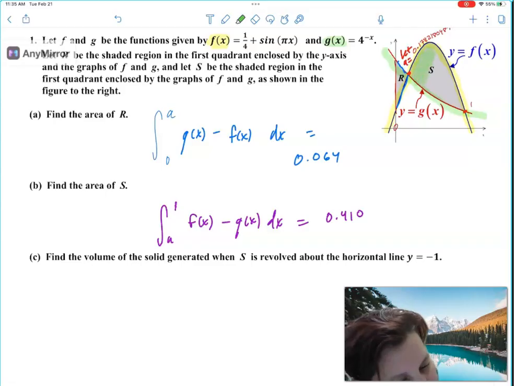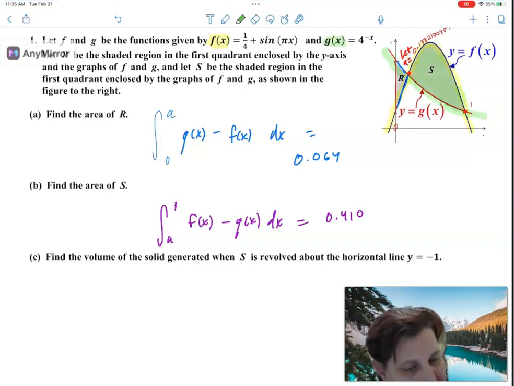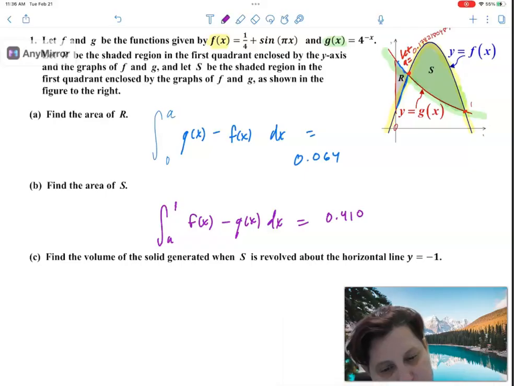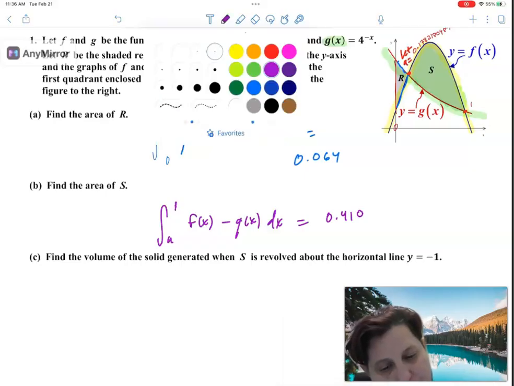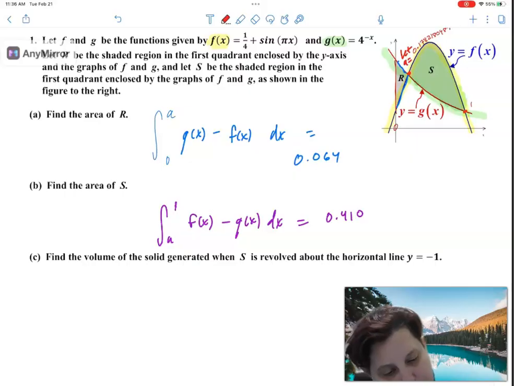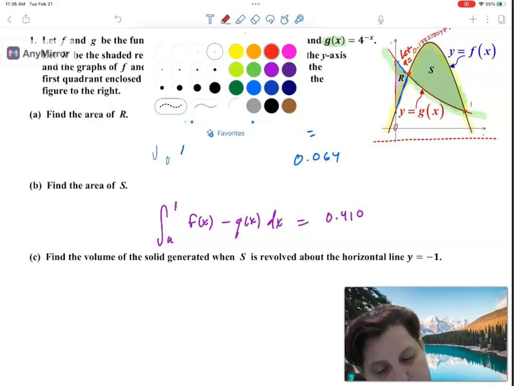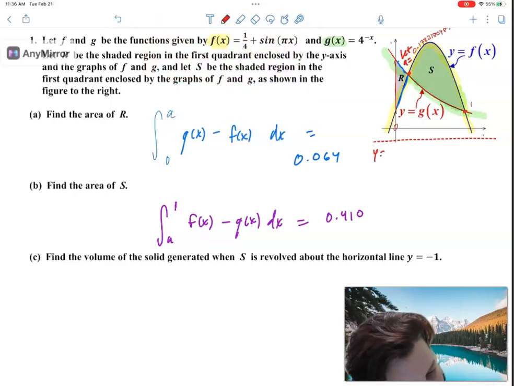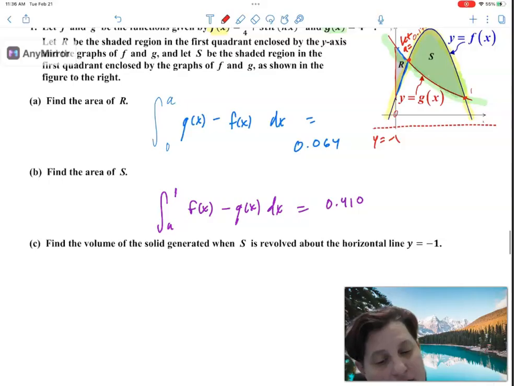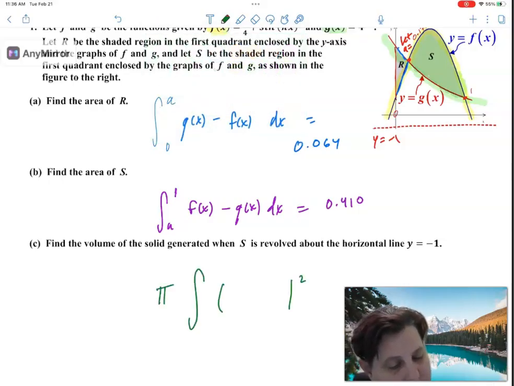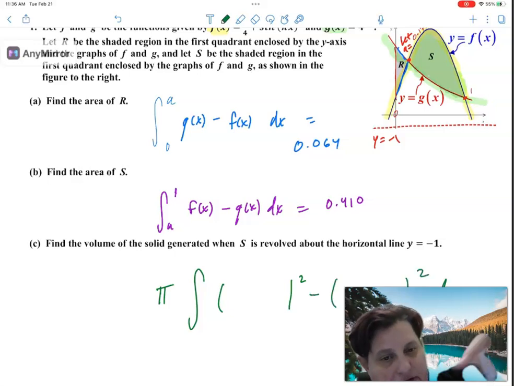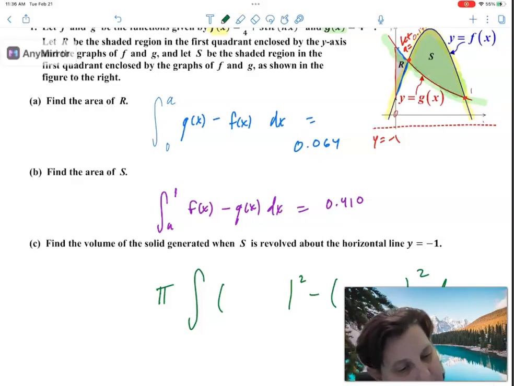All right, perfect. Find the volume of the solid generated when S. Now, we're only talking about S right now, not R. When S is revolved around the horizontal line y equals -1. That's that line right there. All right. Now, I know because I'm rotating a volume, it's going to be pi r squared. And I also know it's going to be outer r minus inner r. It's a dx since I am rotating it this way.